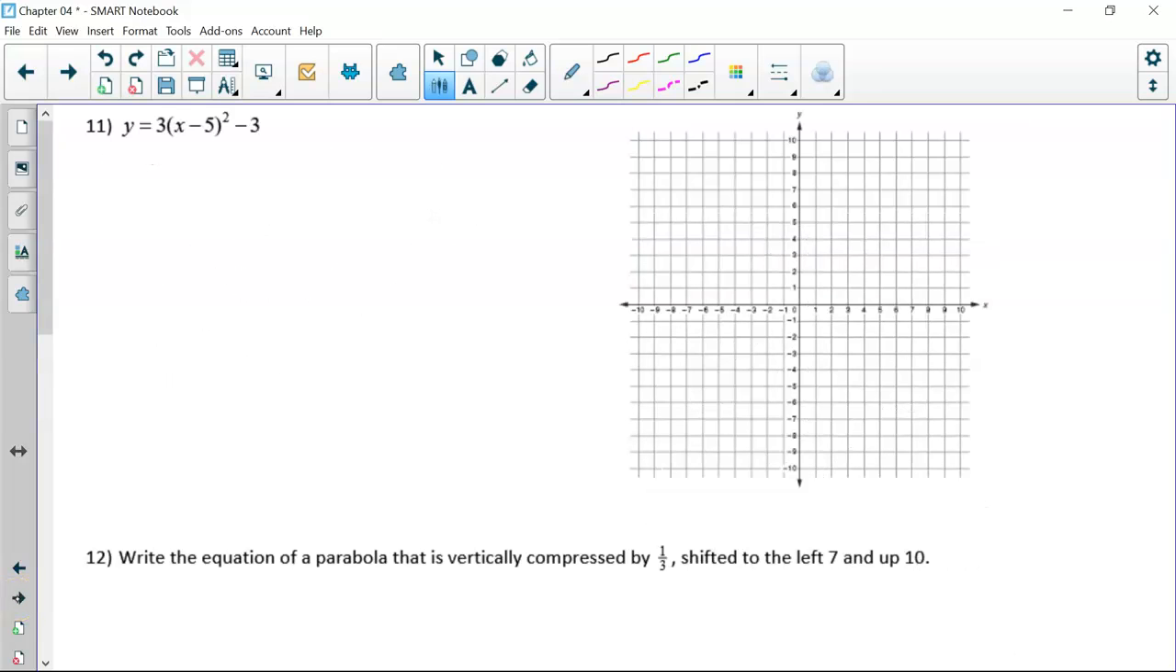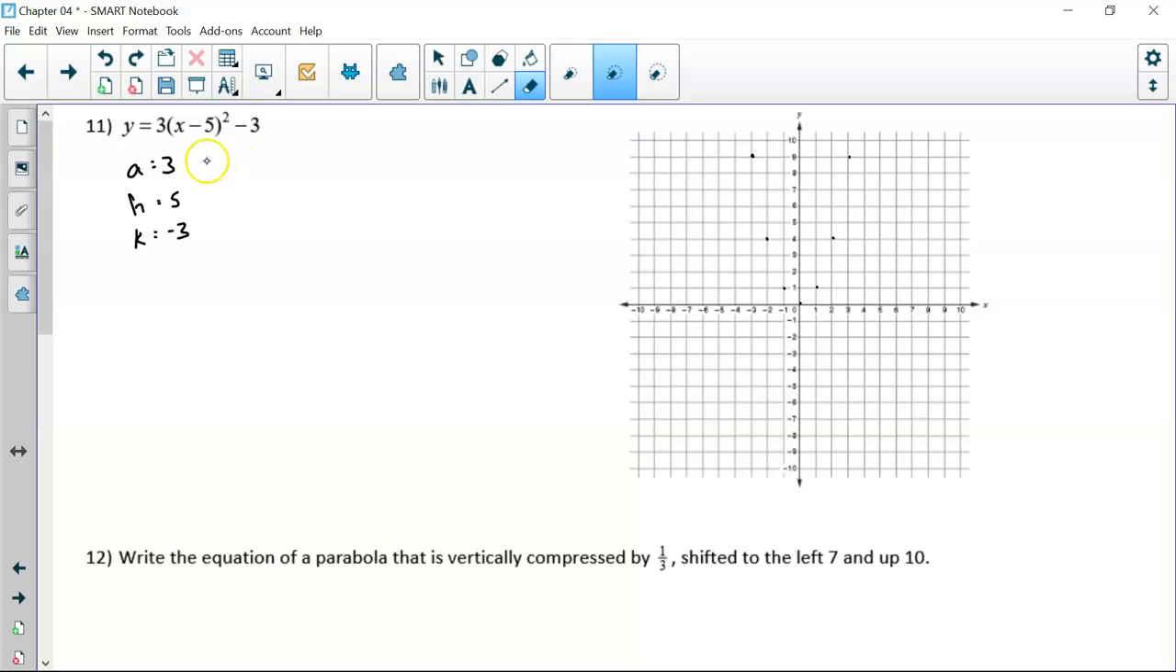For 11, I'm going to start by plotting my anchor points. 0, 0, 1, 1, 2, 4, 3, 9, negative 1, 1, negative 2, 4, negative 3, 9. Now A is 3, H is a positive 5 this time. Remember, change the sign for H. And K is negative 3.